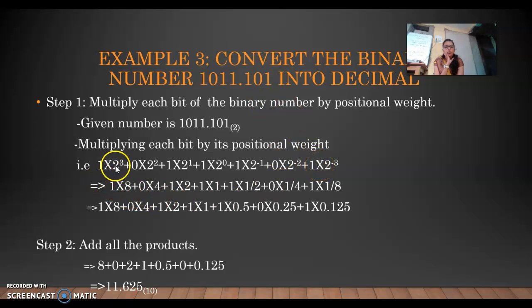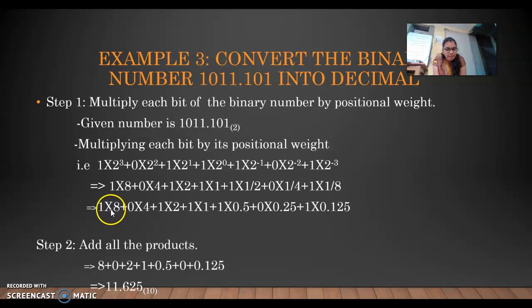Simplify it. 1 into 2 to the power 3 is 8, plus 0 into 2 to the power 2 is 4, plus 1 into 2 to the power 1 is 2, plus 1 into 2 to the power 0 is 1, plus 1 into 2 to the power minus 1, which can be written as 1 by 2, plus 0 into 2 to the power minus 2, which can be written as 1 by 4, plus 1 into 2 to the power minus 3, which can be written as 1 by 8.